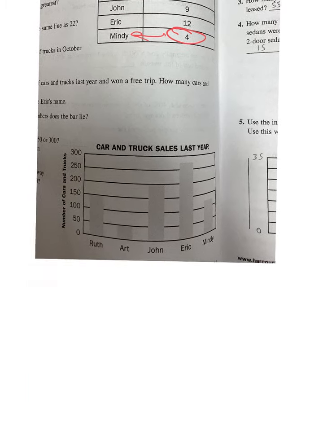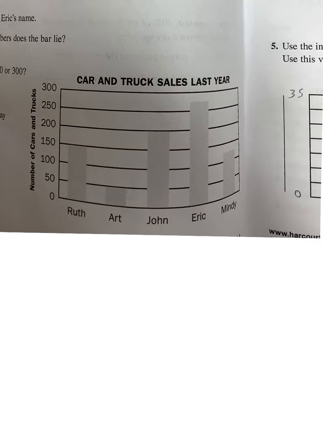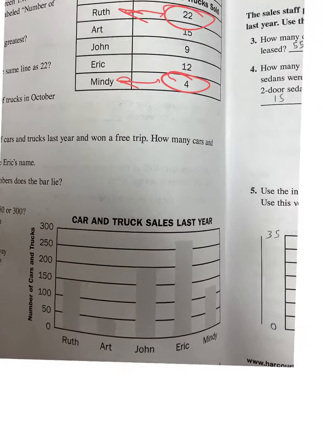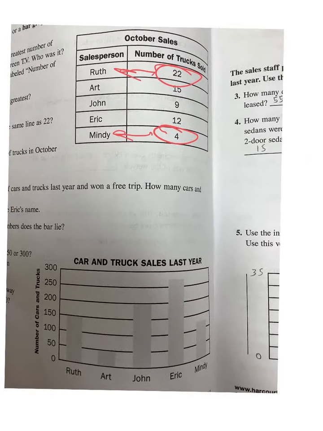Now let's look down here at the bottom one on reading a graph. This is called a bar graph because it does have bars, and it's really the exact same information that we have up here on top, only instead of writing it in a table, what we did is took that same information and put it in a graph, in a bar graph.